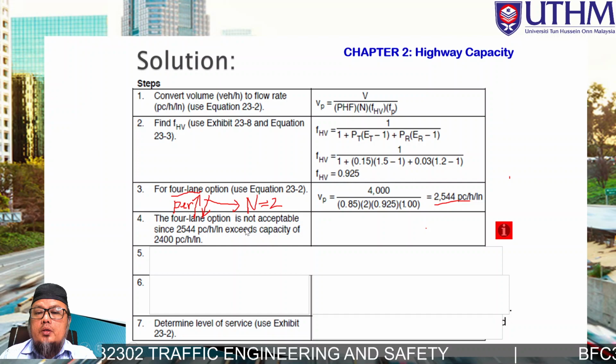So now we calculate for 6 lanes. With 6 lanes, we consider the number of lanes per direction not 6 but 3. Okay, the number of lanes now is 3. Repeat the calculation, 4,000 divided by the particular formula, then we obtain 1,696 in terms of VP. Now VP can be served within the capacity, because the maximum capacity is 2,400. So we meet the capacity here, and we can proceed with the calculation.